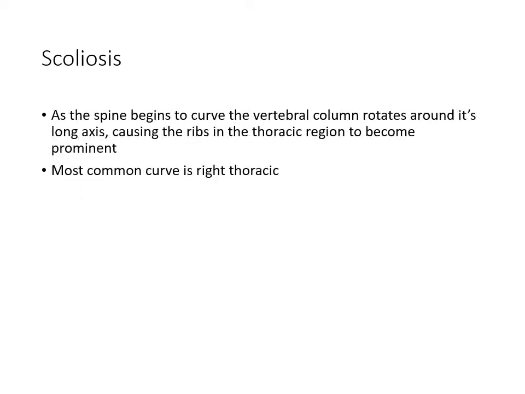So what happens in scoliosis? As the spine begins to curve, the vertebral column rotates around its long axis. When the vertebral column rotates on its long axis, it causes the ribs in the thoracic region to become prominent. That's why the most common curve you will see is the right thoracic curve.